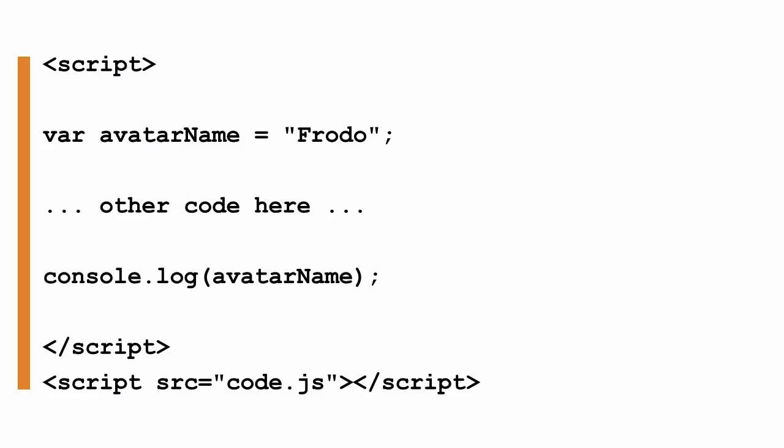In a web page, global scope is defined by the script tags. Any variable you declare at the top level is visible everywhere in your code. And that includes any code you link to as well.